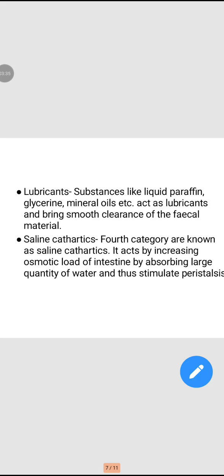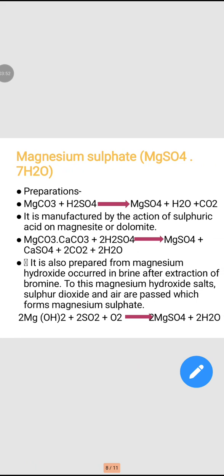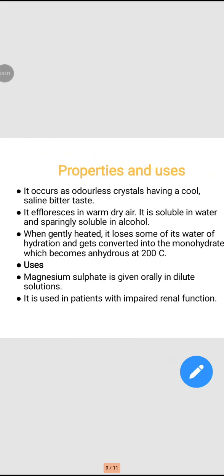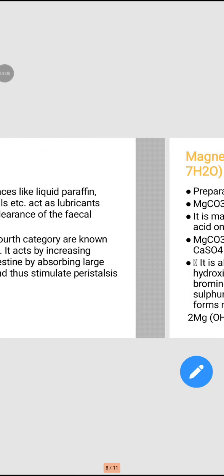Then saline cathartics, the fourth type. They act by increasing the osmotic load of the intestine by absorbing a large quantity of water, and they stimulate peristalsis. Two examples of laxatives or cathartics: the first one is magnesium sulfate, and the second one is sodium orthophosphate.